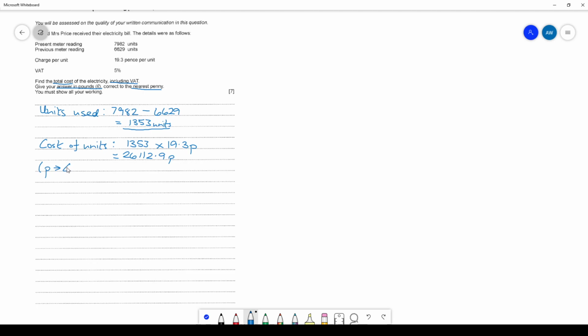So pence to pounds. Remember, we divide by 100. So I'm just putting a little label there telling the reader I'm changing this pence into pounds now by dividing by 100.